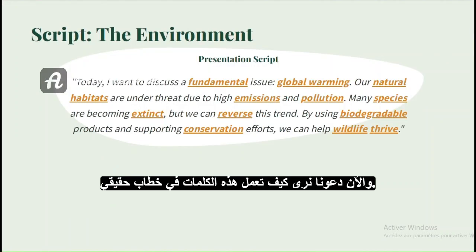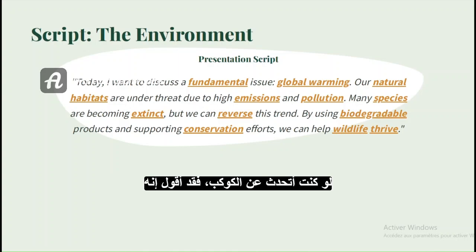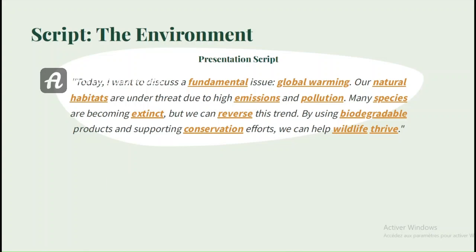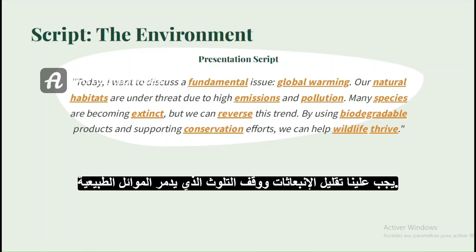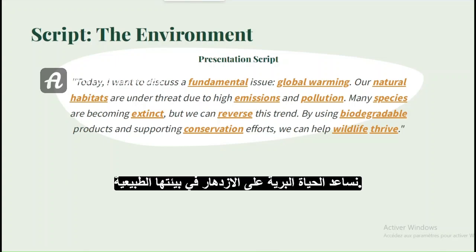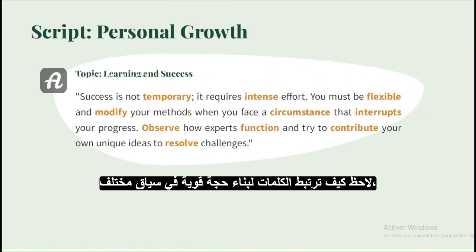Now, let's see how these words work in a real speech. If I were talking about the planet, I might say, it is a fundamental moral obligation to address global warming. We must reduce emissions and stop pollution that destroys natural habitats. By supporting conservation and using biodegradable materials, we help wildlife thrive in their landscape. Notice how the words connect to build a strong argument.